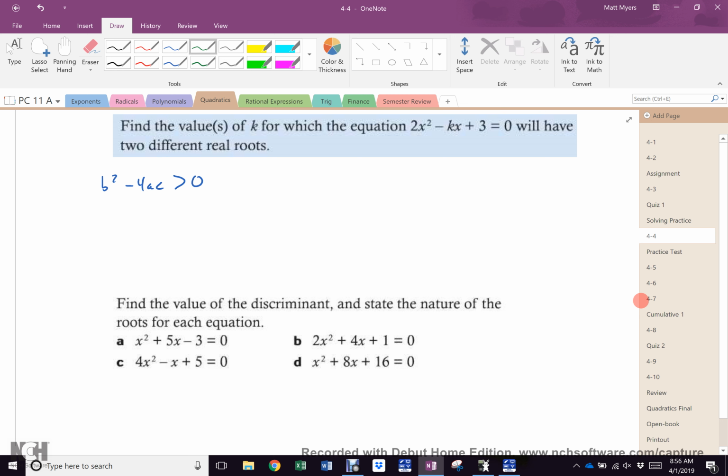Hey, Riley, I'll have that cumulative marked and back to you tomorrow, okay? And Emma, you too. Tomorrow, I'll have them done.